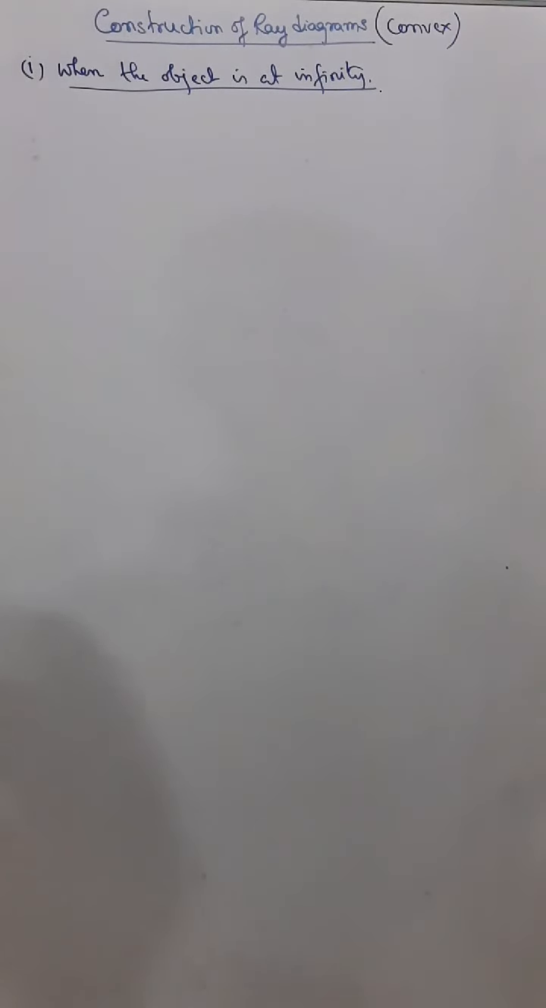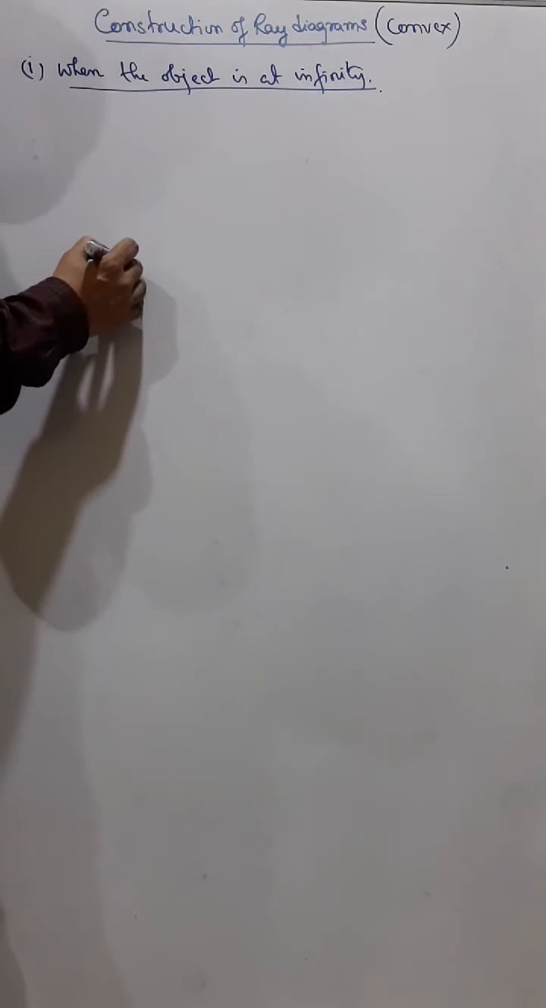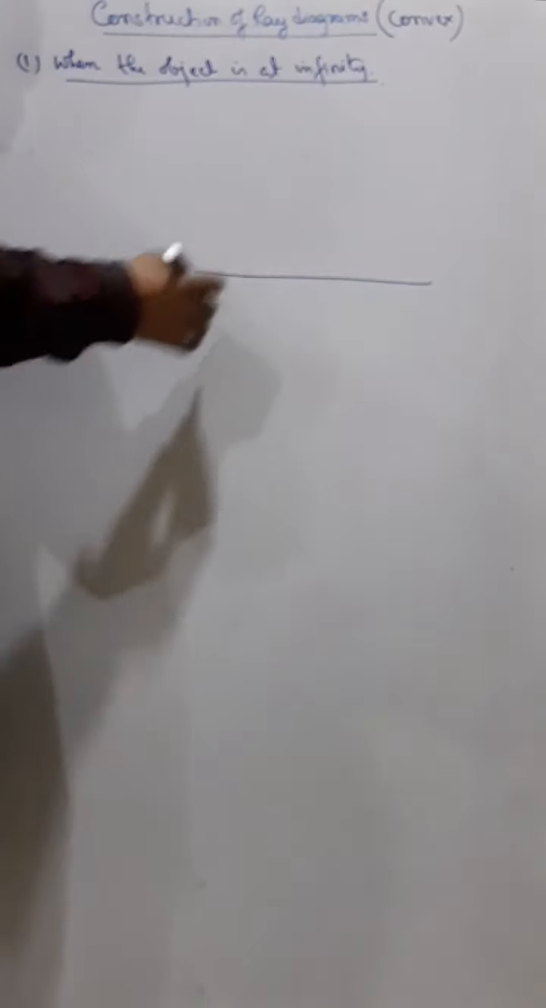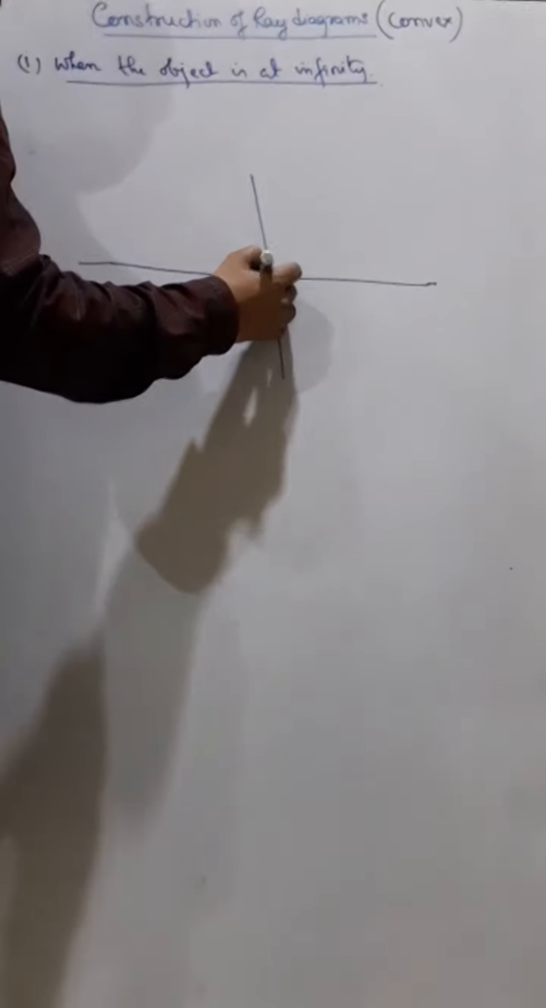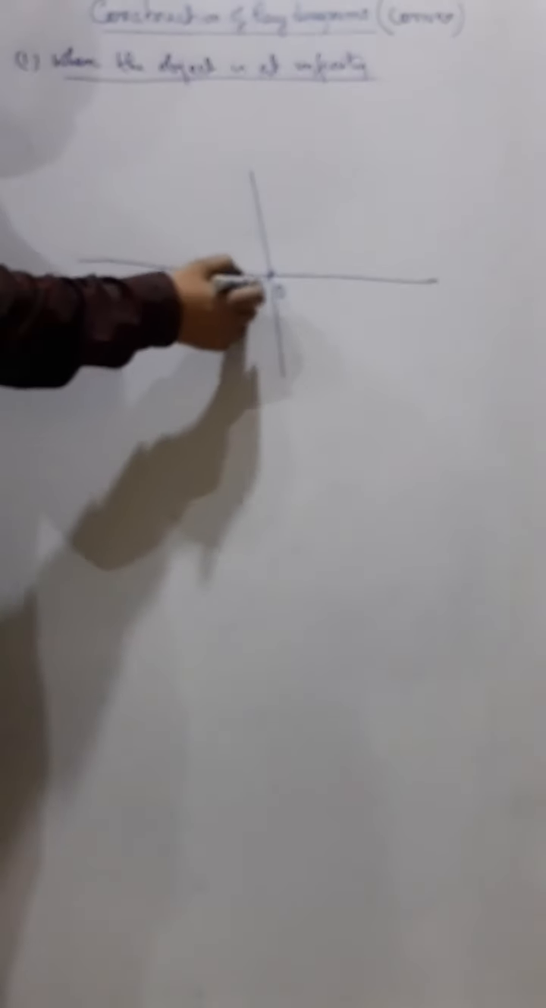Now we'll start construction of ray diagrams. The first is when the object is at infinity, that means it is at a very far distance. First we'll draw the principal axis, and then we'll draw a perpendicular, that's the axis of the lens. And then we'll mark this one as O, and then we'll mark the focuses, first focus, second focus.